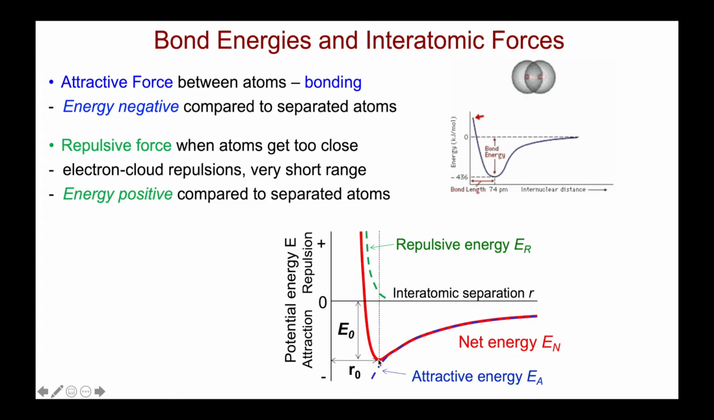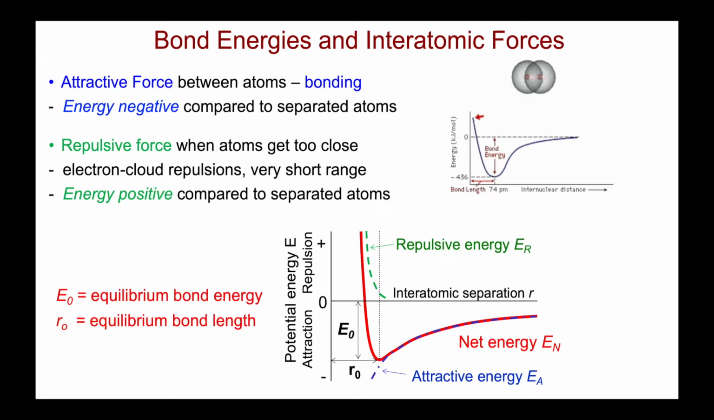The minimum energy, E0, is the equilibrium bond energy, and that occurs at the equilibrium bond length, R0. At the equilibrium distance and the lowest energy, the forces exerted by the repulsive and attractive interactions are balanced, and this is the equilibrium bond length of the system.